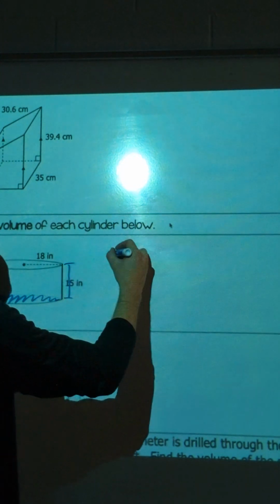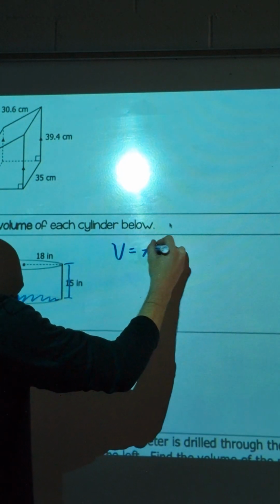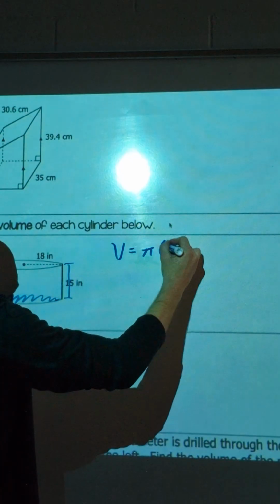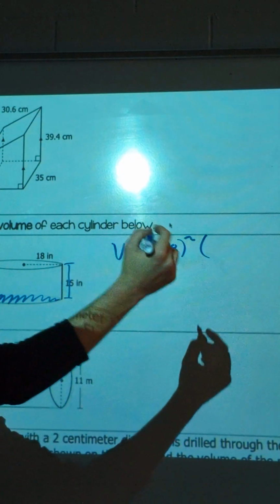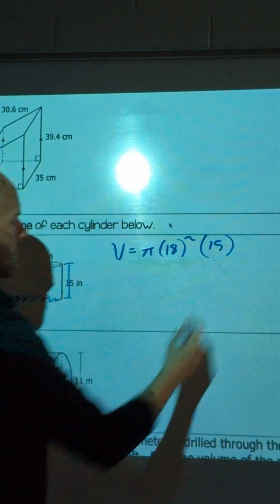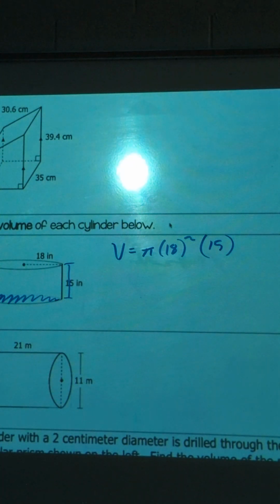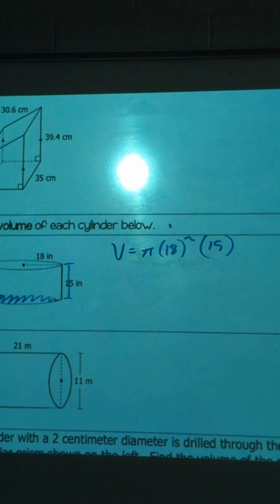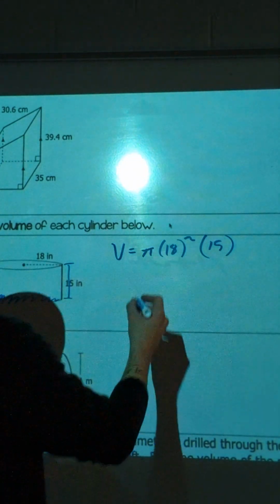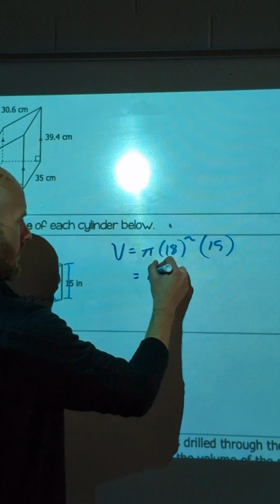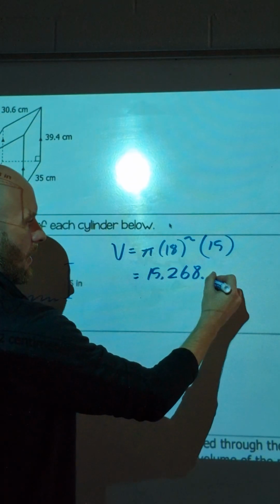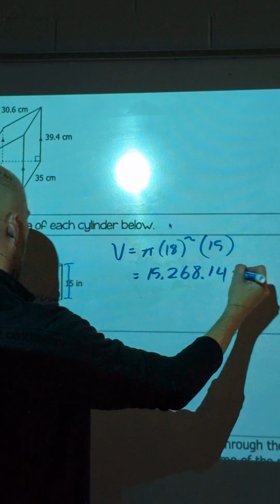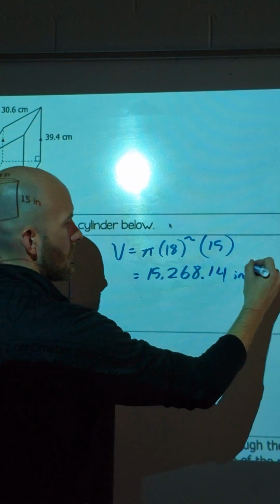So on this one, pi times the radius squared times the height, which is 15. And I would just do that all at once. Yep, 15,268. Was there any decimals? 0.14. 14 inches cubed.